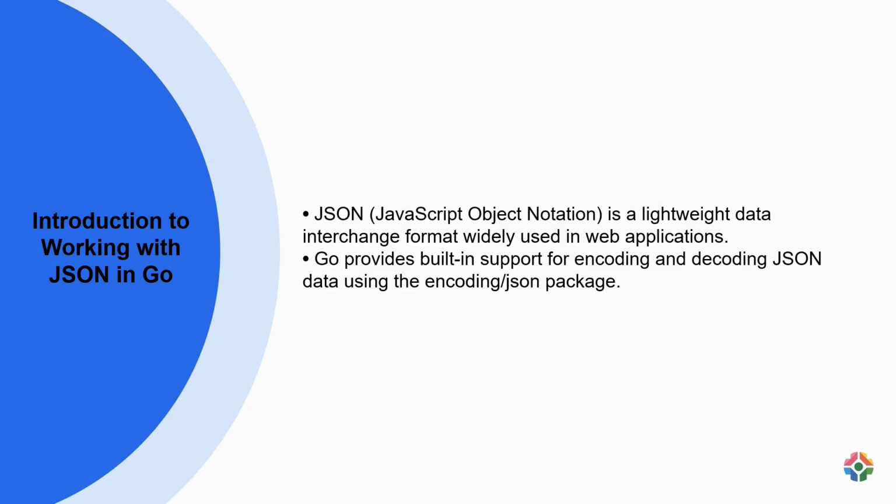As a result, developers can efficiently work with JSON data in Go applications without the need for third-party libraries or additional dependencies. This built-in functionality simplifies tasks such as sending HTTP requests or handling API responses that involve JSON payloads, streamlining development processes and enhancing interoperability in Go-based projects.